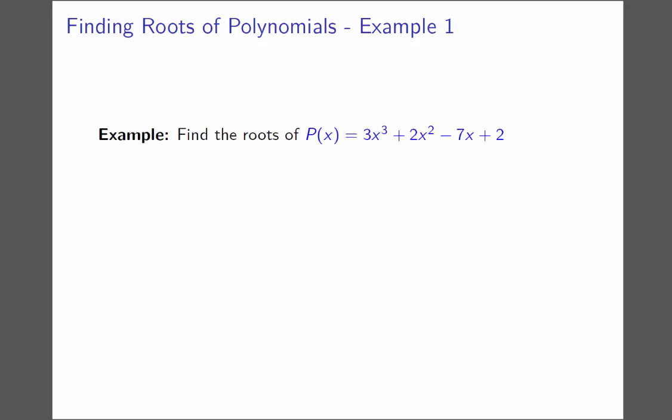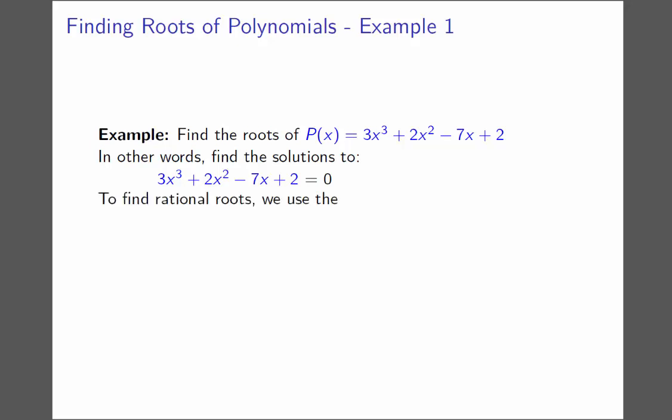In this example, we want to find the roots of the polynomial p of x equals 3x cubed plus 2x squared minus 7x plus 2. In other words, we want to find solutions to the equation 3x cubed plus 2x squared minus 7x plus 2 equals 0. We saw that to find the rational roots, we use the rational root theorem.